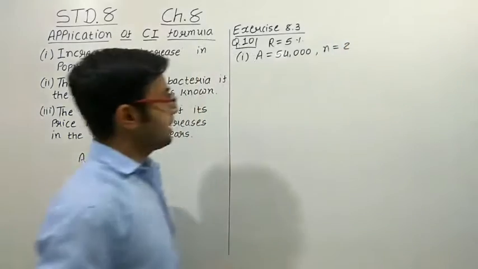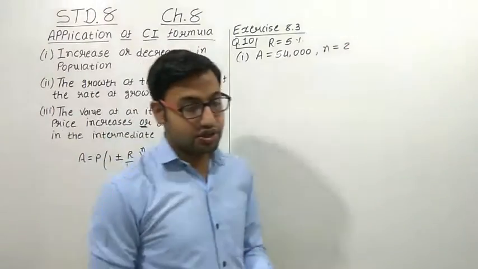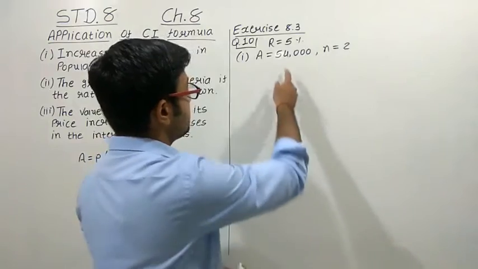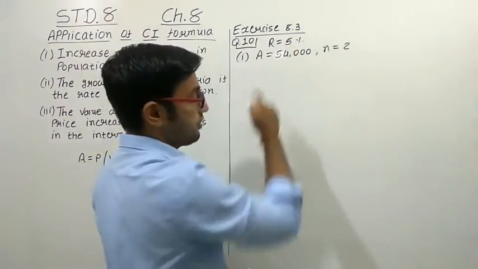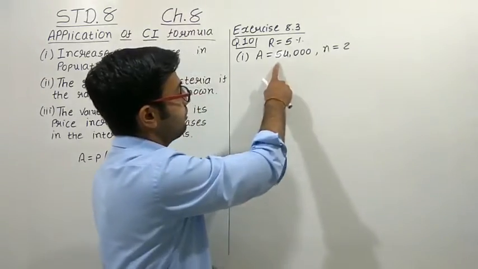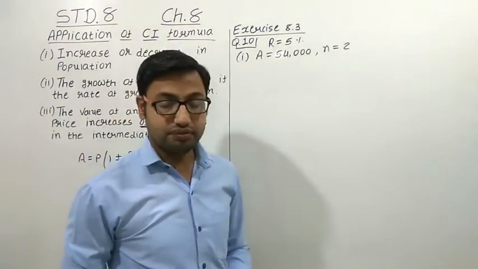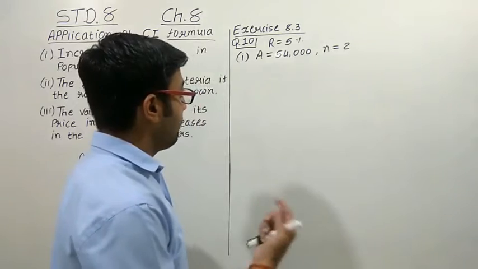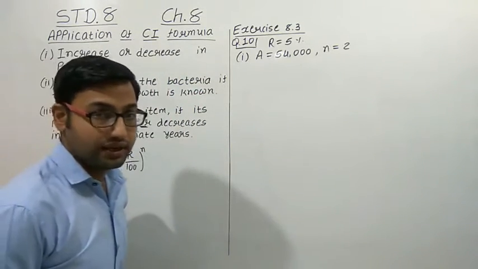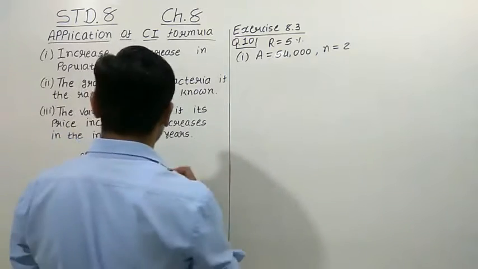So in this situation we can say that whatever the population is there in 2001, it is increased every year by the 5% rate, and after 2 years the population will become 54,000. Okay, so here the population is getting increased, so we have to use the positive sign here. So let us apply this formula.